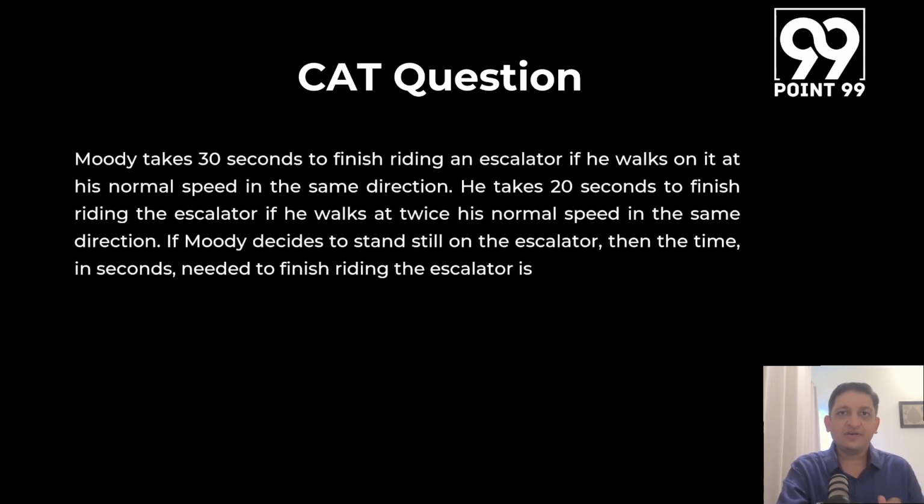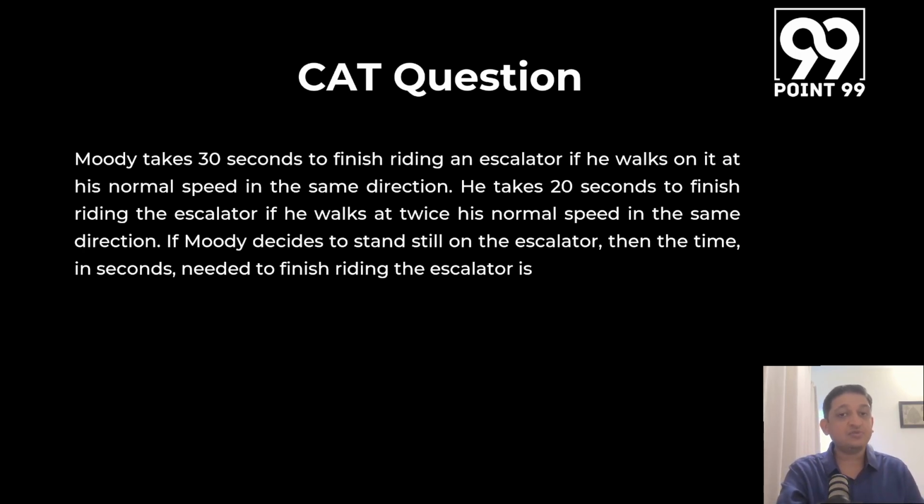This is a CAT 2022 question. Moody takes 30 seconds to finish riding an escalator if he walks on it at his normal speed in the same direction. So जिस डायरेक्शन में एस्केलेटर जा रहा है उसी डायरेक्शन में अगर मूडी चलता है, then Moody takes 30 seconds to finish riding an escalator. He takes 20 seconds to finish riding the escalator if he walks at twice his normal speed in the same direction. तो अगर एस्केलेटर के डायरेक्शन में ही चल रहा है बट उसने अपना स्पीड डबल कर दिया तो 20 सेकंड्स में पहुंच जाएगा, which is obvious. You increase the speed, you will take less time to reach the destination.